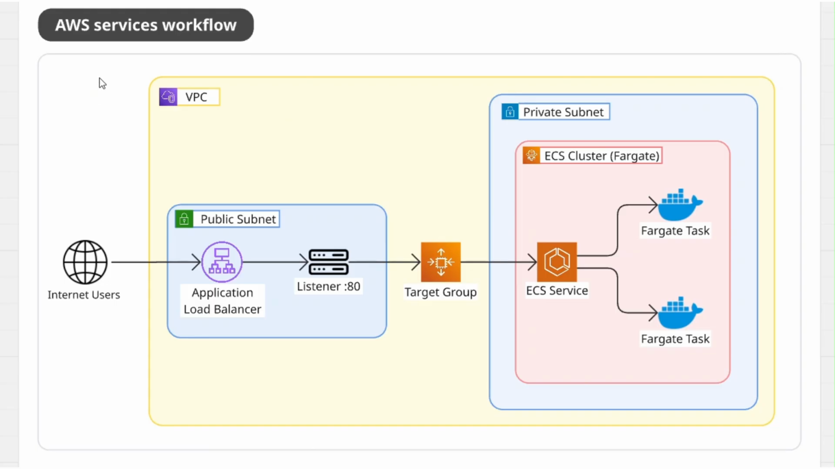All right, now let's talk about the AWS services workflow. So when the internet user sends a request, it will hit the application load balancer. And our application load balancer, which resides in the public subnet of our virtual private cloud, will listen to all the requests at port 80. Then our application load balancer will select a suitable target from the target group and route all the traffic to our Fargate tasks, which reside in our ECS cluster in our private subnet.